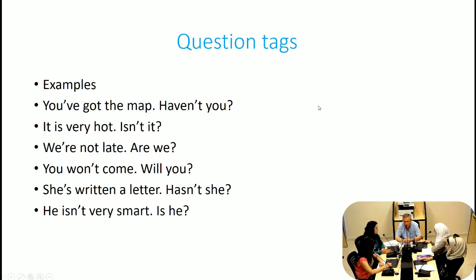If I go back to the sentence, she's written a letter, actually sometimes this contraction can be has or is. How can a student know? From the verb. If it is verb ing or an adjective or a noun, it is is. If it is verb 3, then it's has. In this sentence, it's has.